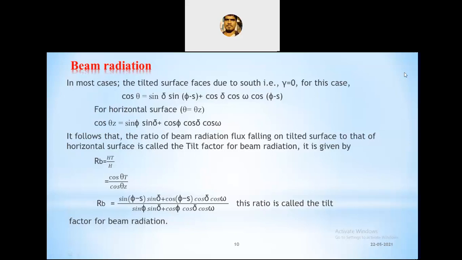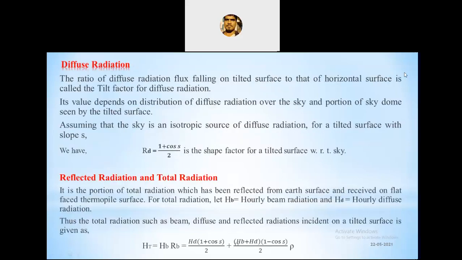We already know what is meant by beam radiation. Beam radiation means the radiation which has reached the earth surface with no diffusion or reflection. Only the pure radiation that reaches the earth is called beam radiation, or direct radiation. The next one is diffuse radiation. It is scattered radiation. Whatever scattered radiation reaches the earth is called diffuse radiation.